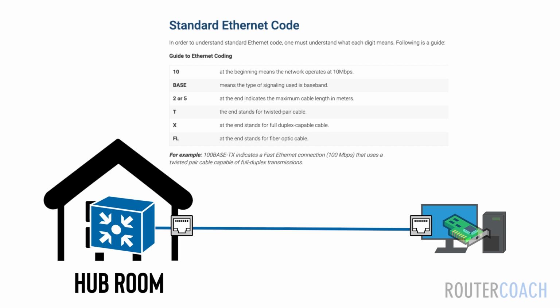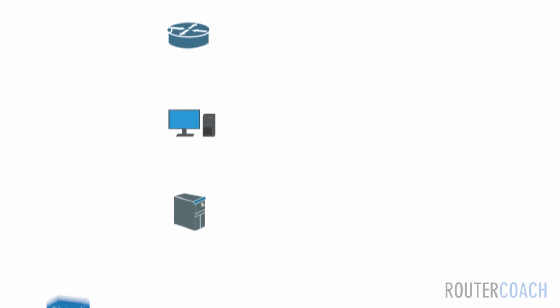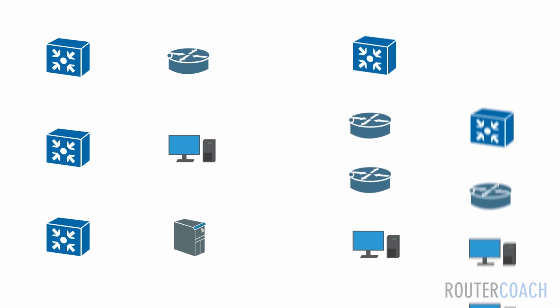Now, an important point to note is that it doesn't matter if you are using a 10 megabits per second copper Ethernet cable or a 10,000 megabits per second, which is 10G, fiber optic cable. The format of the Ethernet frame remains the same. It has an Ethernet header and trailer with the data encapsulated between the two. UTP cabling.